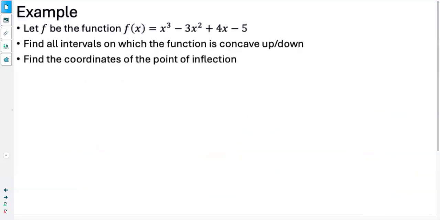So for example, let f be the function f of x equals x cubed minus 3x squared plus 4x minus 5. We're going to find all intervals on which the function is concave up or down and find the coordinates of the point of inflection.